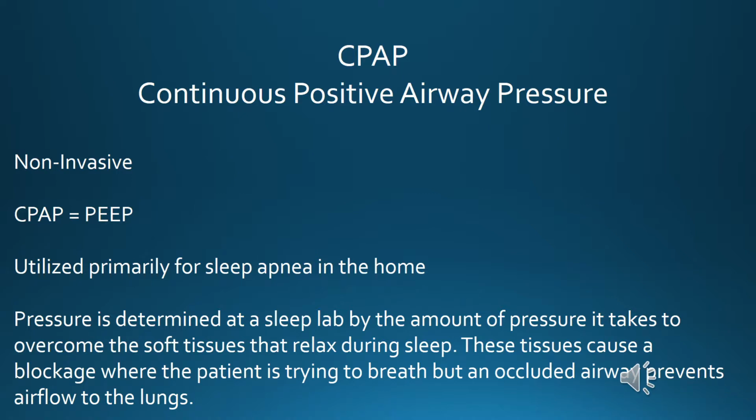CPAP itself is used primarily for sleep apnea in the home. The pressure determined in the sleep lab is the amount of pressure it takes to overcome the soft tissues that relax during sleep. These tissues cause a blockage where the patient's trying to breathe, but an occluded airway prevents the airflow to the lungs. So they always have the effort to breathe, but there's an obstruction preventing the air from flowing to the lungs.